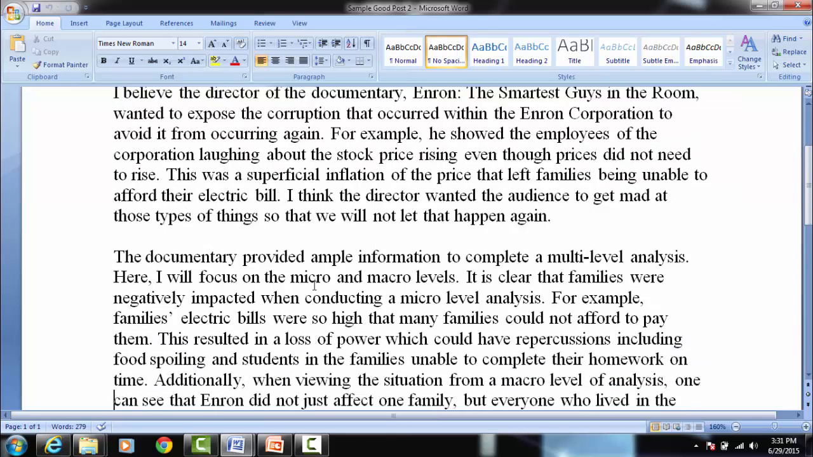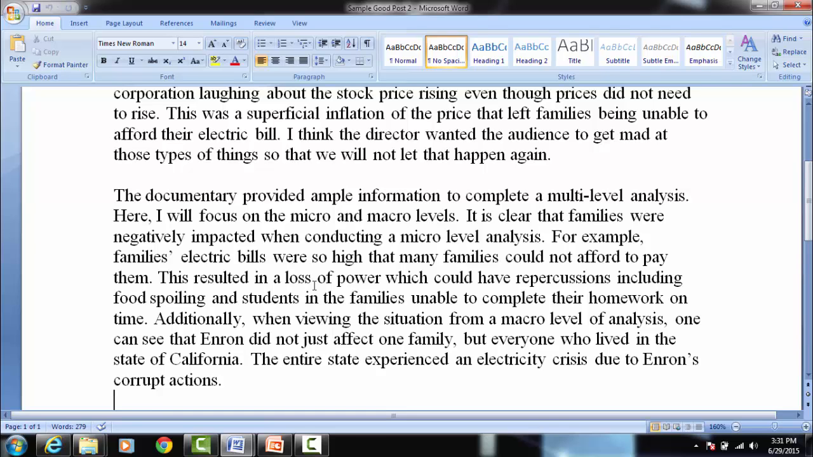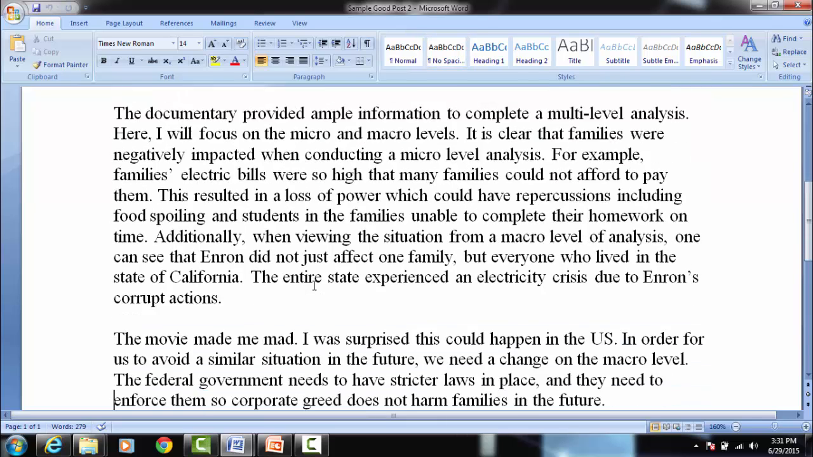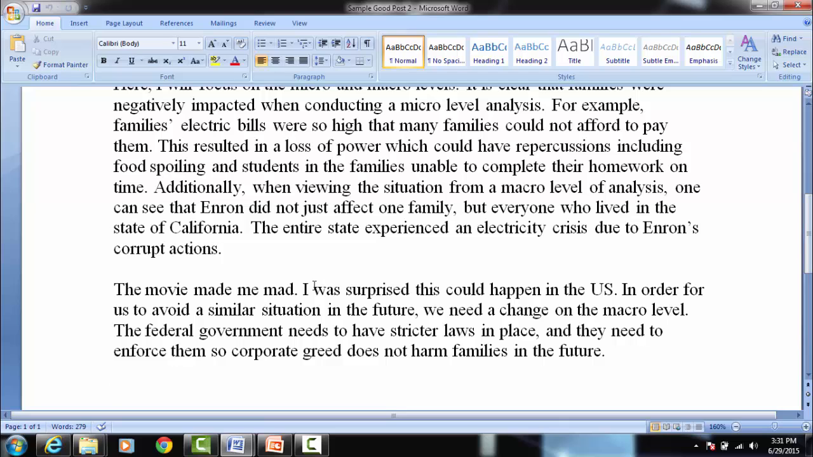Let's continue. The second part of the prompt asks students to describe the impact of the Enron Corporation on families using the micro level of analysis. Additionally, use one of the other three levels of analysis. The student states that the film provides enough evidence to do a multi-level analysis and states she will focus on the micro and macro levels. The rest of the paragraph are examples of those two levels using moments from the film, again, following the prompt structure exactly.